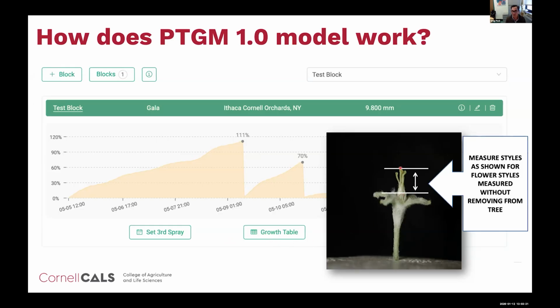The growers would have to measure style length, right? This is something that could be done on the tree, or pick them off the tree and then measure them with calipers. And then this is our 0 point here, where the pollen grains land on the surface. And at the base here is when fertilization happens. So that's the idea: this is pollination here at 0. And once we get to 100%, that is when it's fertilized.